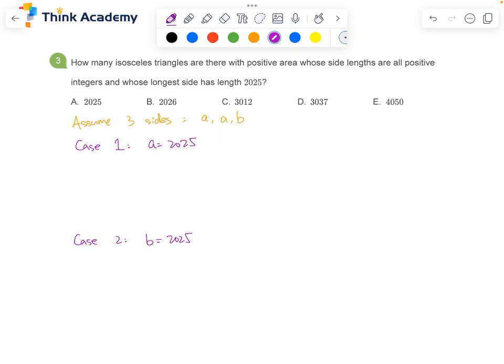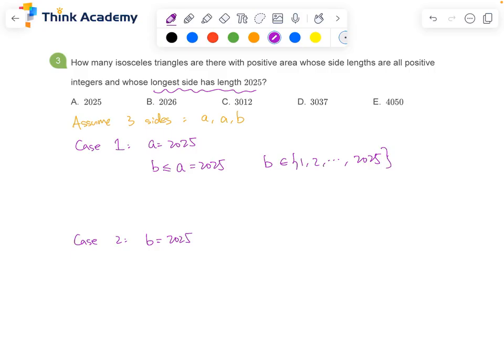Okay? And because 2025 is the longest side, I have that B must be smaller than or equal to A because A is the longest. So what can be B? Well, B can be from 1 up to 2025. Okay? So there would be 2025 options for this case. Okay. How about the second case?